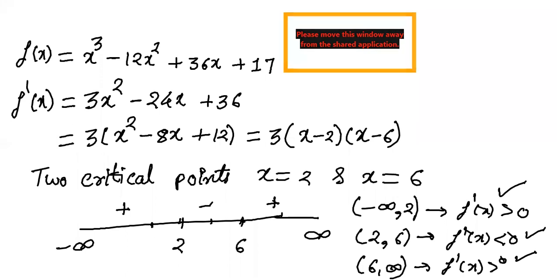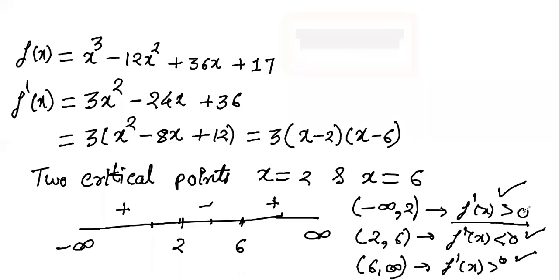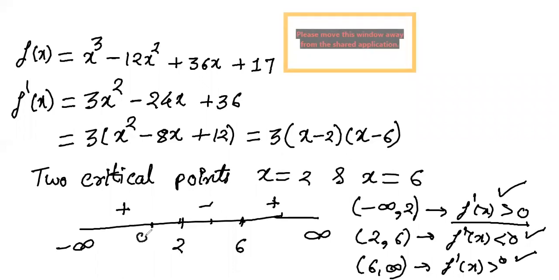So have you understood why f dash x is positive from minus infinity to 2? Let us put any value between minus infinity and 2. Let us say we put x equal to 0. So when x equals 0, it is minus 2 times minus 6, so it will be a positive value. So from minus infinity to 2, f dash x is positive.